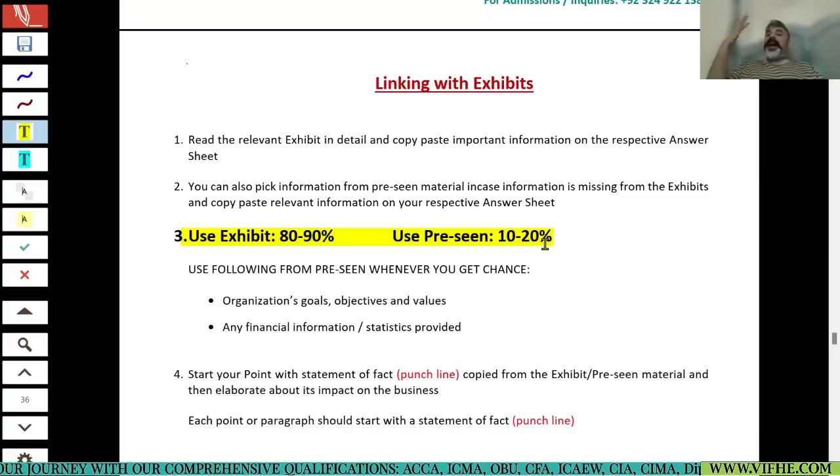Our primary document to focus on is the exhibit, not the pre-seen. Pre-seen is just the background information. More specific and relevant information is given in the exhibit. So 80%, 90% of our drafting will be from the exhibit. Only where there are certain gaps and we are not finding a sufficient number of points from the exhibit will we use pre-seen information, but that is restricted to 10 or 20%. All right.